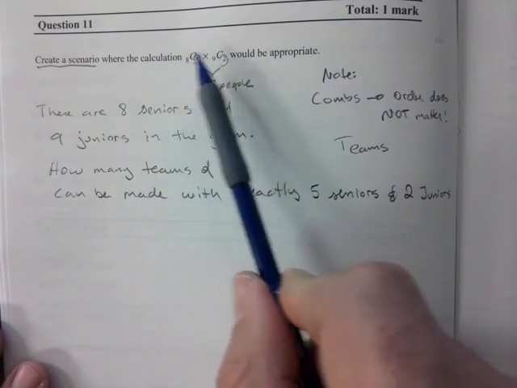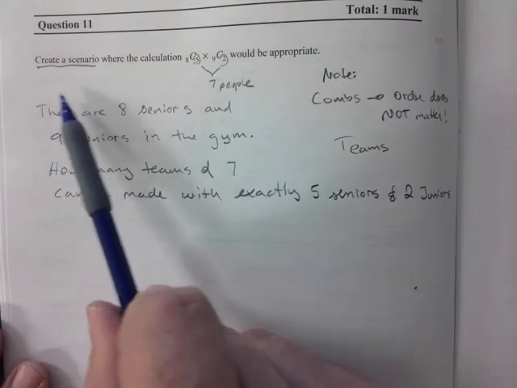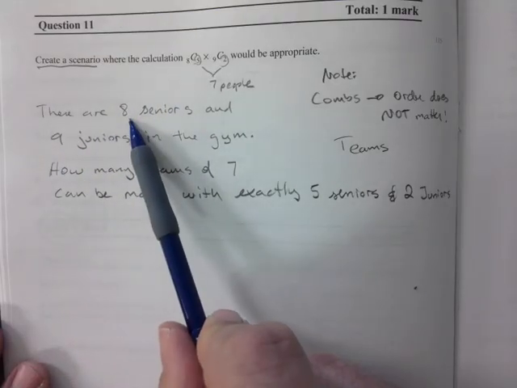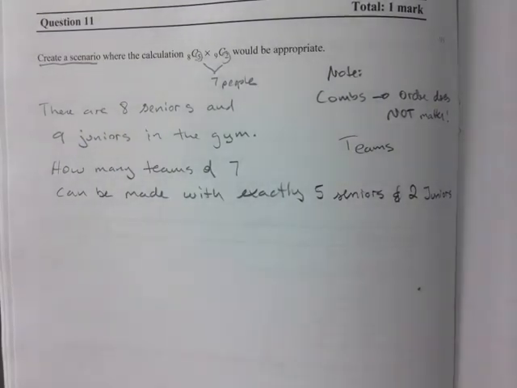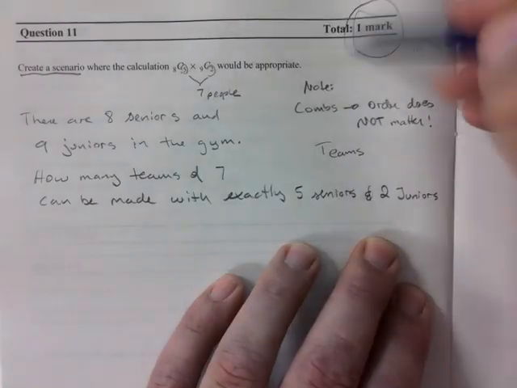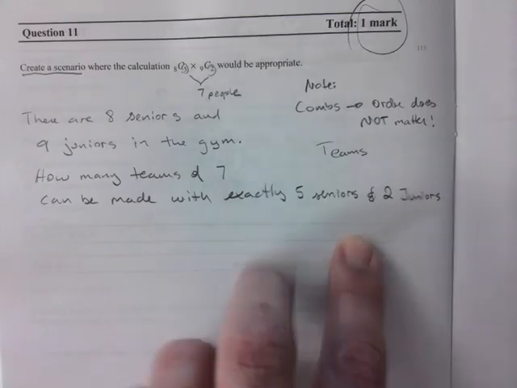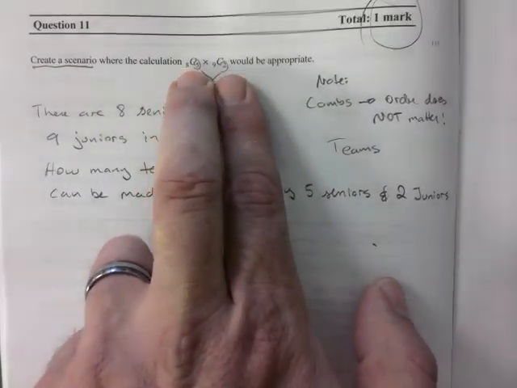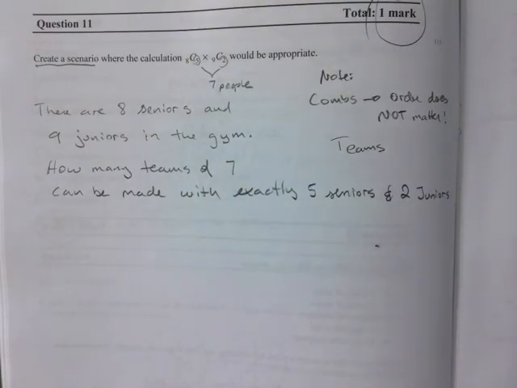So the 8 and the 9, you could have even made it more complicated where you say there's 17 people, 8 of them are seniors, 9 of them are juniors, if you wanted to. But I'm just going straight to the point. It's only 1 mark, so don't overdo it either. Okay? So the 5 and the 2 comes from there, and we know that there's 7. Okay? Make teams, make committees, make groupings.